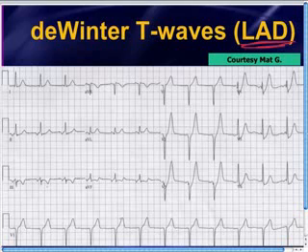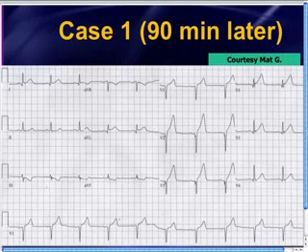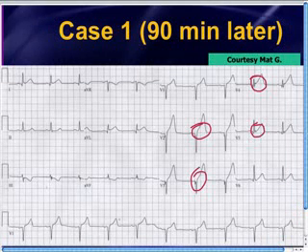And in this particular case, that's what we're going to see. We repeat the 12 lead about 90 minutes later, and here you have a full-blown ST segment elevation MI. This person clearly goes to the cath lab.